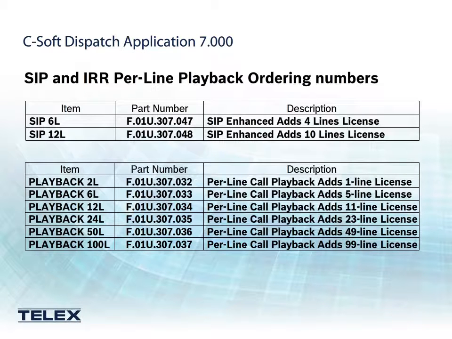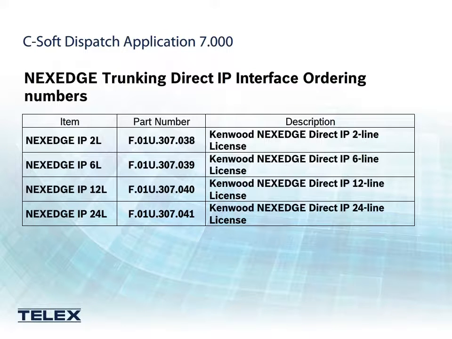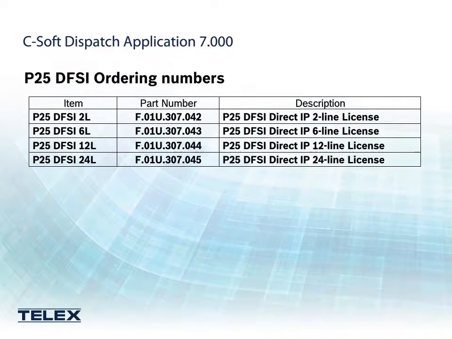Remember, 2 lines of SIP and 1 line of IRR are included with all CSOF 7 licenses. These are all expanders or enablers that will increase the number allowed per the design or position. Kenwood NextEdge Trunking Direct IP interface for CSOF 7 is sold in increments of 2, 6, 12, or 24 lines. P25 DFSI interface for CSOF 7 is sold in increments of 2, 6, 12, and 24.